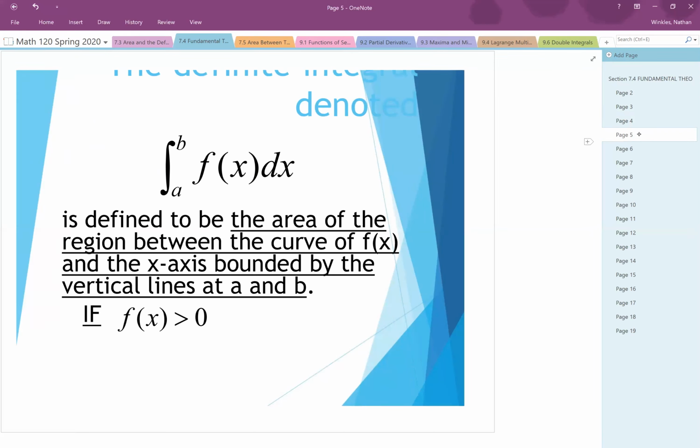The integral from a to b of f of x dx is defined to be the area of the region between the curve of f of x and the x-axis, bounded by the vertical lines at a and b, if f of x is greater than 0. If it's not greater than 0, then we may end up having to break our integral up into multiple integrals. We'll see some properties in just a second that will show how we can do that.